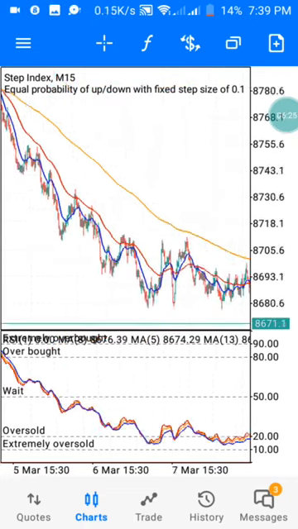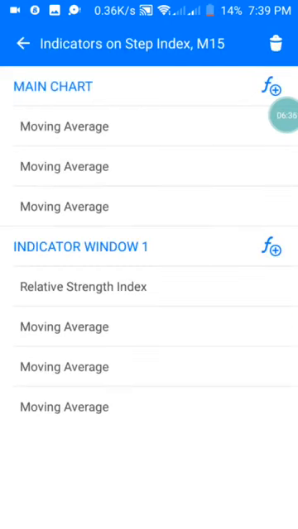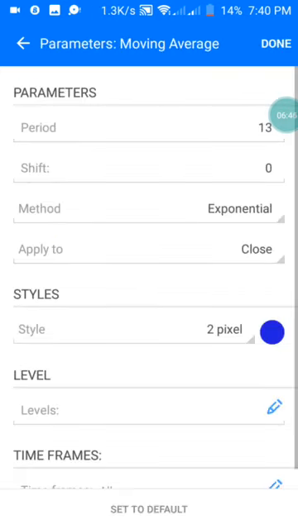So let me show you the settings so that you also can have it on your phone and start using it to catch your money every day. With this, I have my main chart and I also have my window. On my main chart, I have my three moving averages there. The moving average one on my main chart is the period of 13.